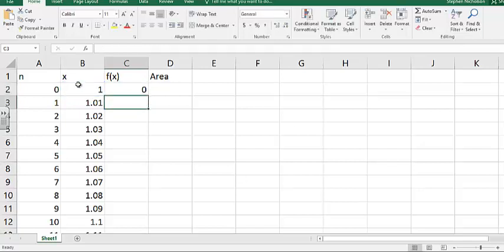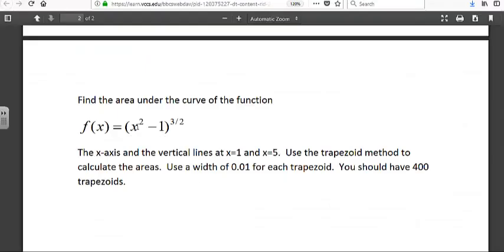Okay, so you can see the value of the function at x equals 1 is 0. And that makes sense because you're going to have 1 squared minus 1, which is 0. 0 to 3/2.